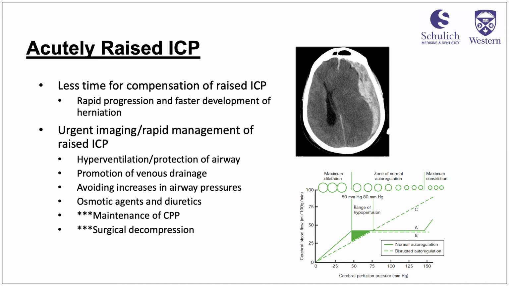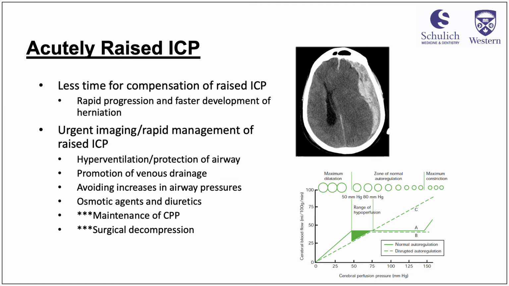And so these are the cases where urgent imaging and management is quite important: hyperventilation, protecting the airway and avoiding hypoxia and hypercarbia, promoting venous drainage with things like raising the head of the bed, giving osmotic agents and diuretics, and avoiding increases in airway pressure, so making sure that they're relaxed so that you don't get further increases in ICP. And the thought here is that you're trying to avoid further increase in the ICP and manage it as fast as possible, usually in the form of surgical decompression.